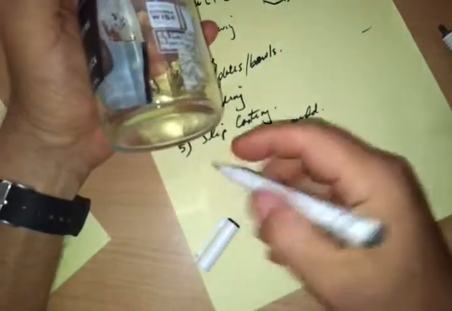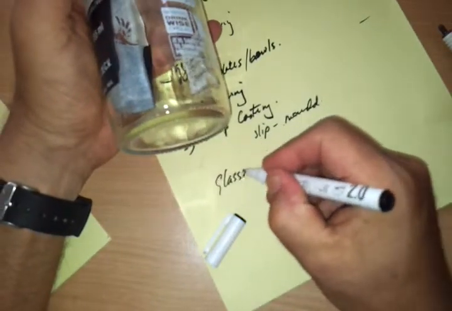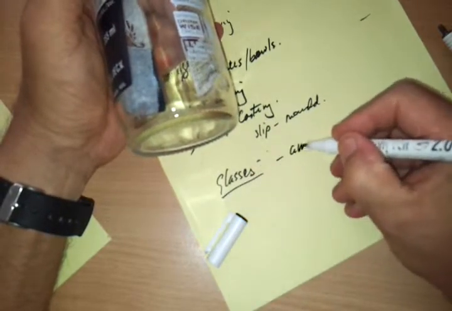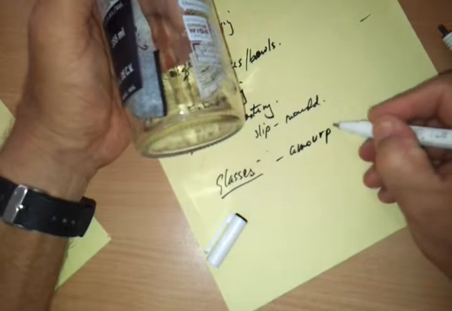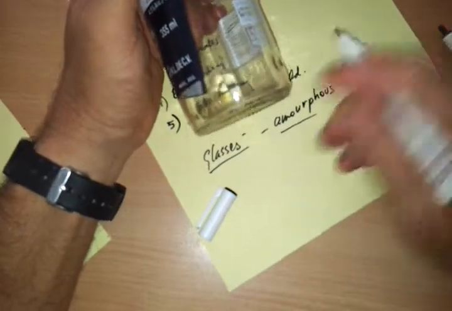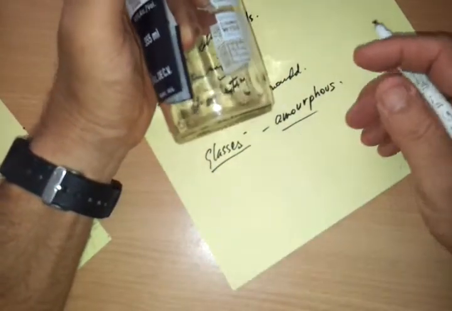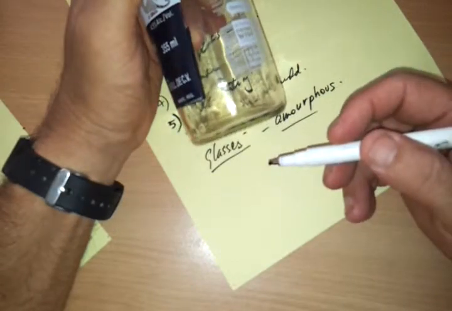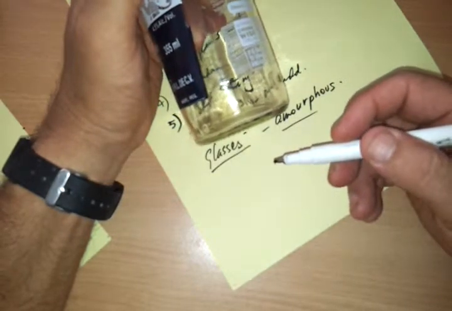Amorphous, A-M-O-R-P-H-O-U-S. I better write that one down. So they're amorphous glasses. They have no consistent shape, amorphous. And they can be crystallized. You can create crystalline glass, but it tends to lose its optical clarity.